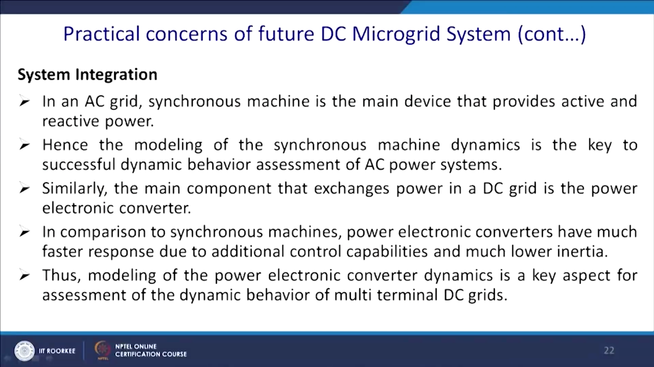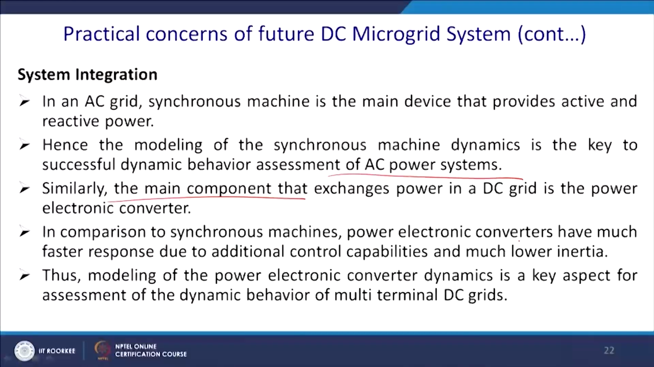So, practical concern and the future of the DC microgrid: power conversion and other efficiencies will give you more in terms of the DC, but protection is one of the concerns. So, as we can conclude our discussion in this fashion, in an AC grid, the synchronous machine is the main device to provide active and reactive power. Hence, modeling of the synchronous machine dynamics is the key to successful dynamic behavior assessment of the power system. That is what people used to do for the past 50 or 100 years.